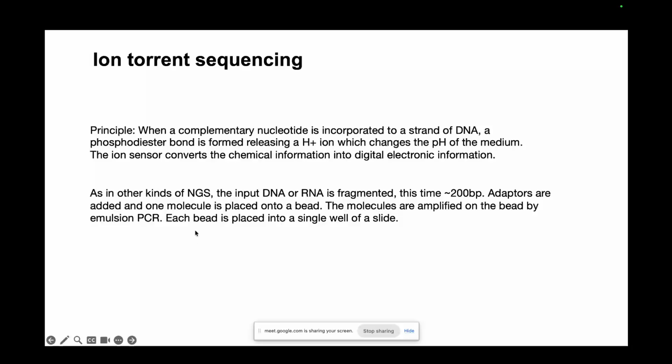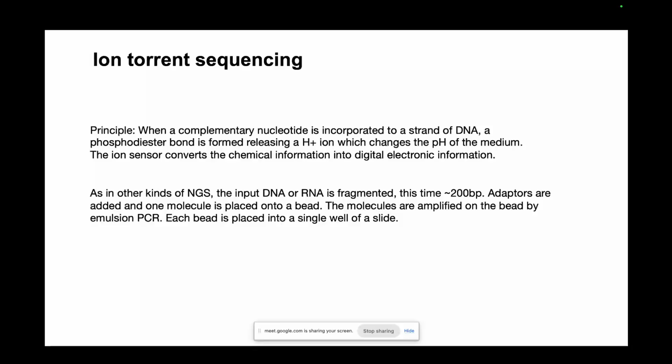As in other kinds of NGS, the input DNA or RNA is fragmented, to a shorter length of around 200 base pairs. Again, adapters are added, and one molecule is placed on a bead. The molecules are amplified on the bead by emulsion PCR, similar to pyrosequencing, and each bead is placed into a single well of a slide.